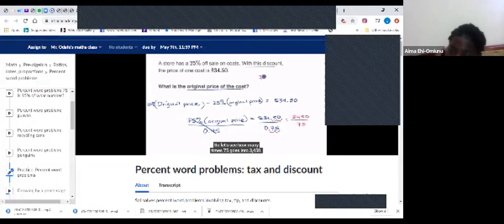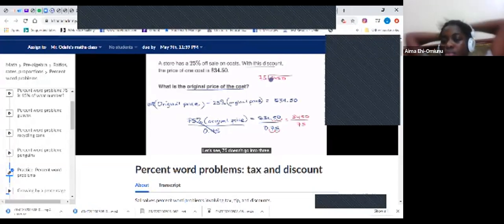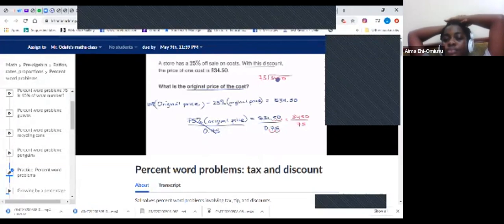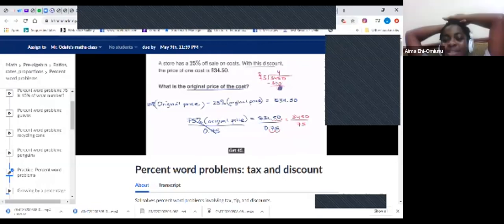So let's see how many times 75 goes into 3,450. See, 75 doesn't go into 3, doesn't go into 34. It does go into 345. What is that? 4 times? 4 times 5 is 20. 4 times 7 is 28 plus 2, 300. And then you subtract, 45, bring down the 0, 450.